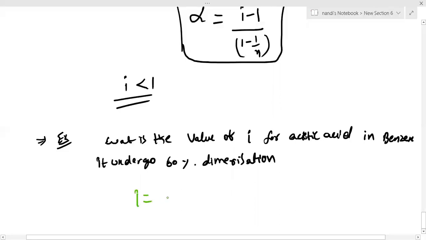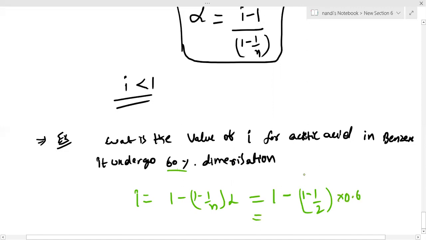So i equals 1 minus 1 by n into alpha. So 1 minus 1 by 2 into alpha, which is 0.6, since 60% means 60 by 100, nothing but 0.6. How much will you get here? You will get 2 minus 1 over 2 times 0.6. Is it correct? Please check it, then you can get your answer. Solve it, this is your answer. You can find out how to use it.